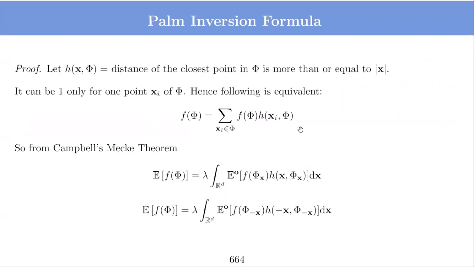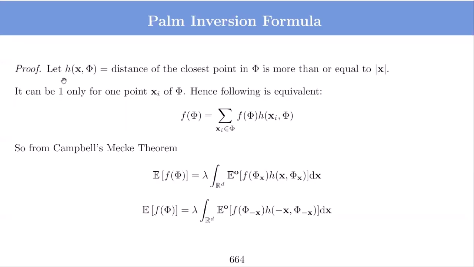So how do we prove this? We use the Campbell-Mecke theorem to prove this. Let's first take a function h(x, phi) which is the indicator that the distance of the closest point in phi is more than or equal to the norm of x. If that is the case, then it will be 1, otherwise it will be 0.